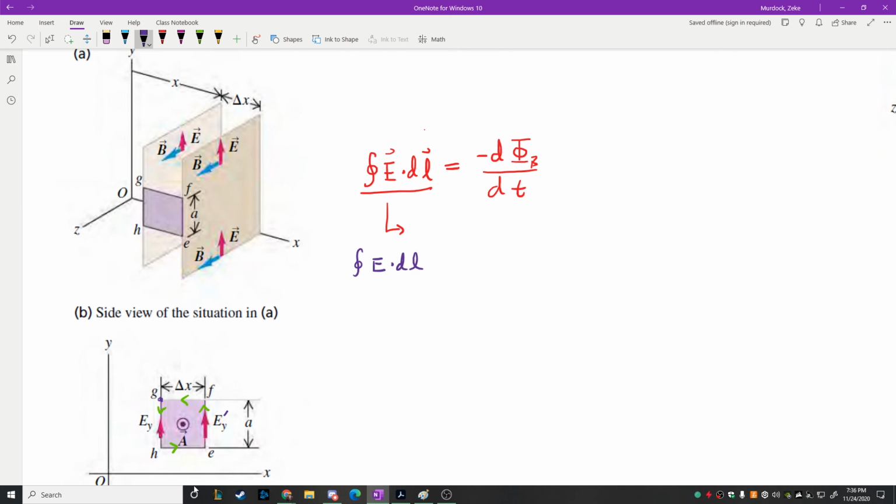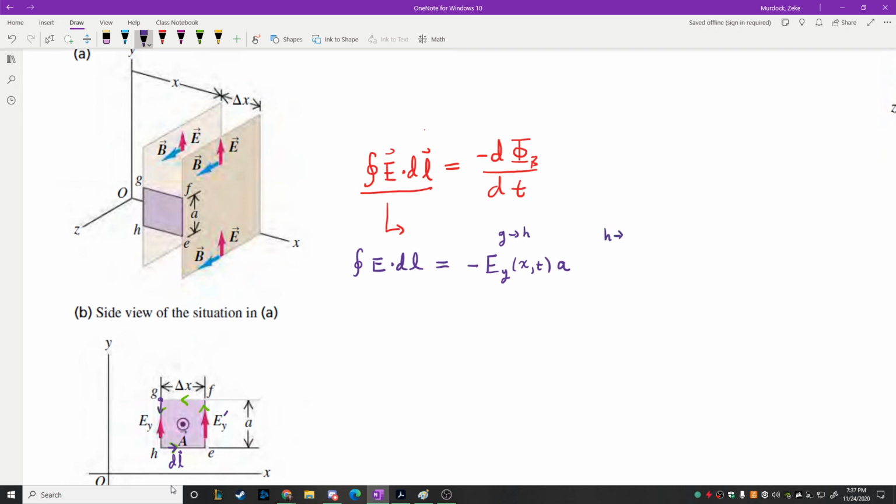Starting from point G, if my path is in this direction, these little things right here are my dl vectors. Then on the left-hand side of this, I'm going to get EY times the length of this, which is a, but there's going to be a negative sign on it. I'm going to write this as EY of x and t multiplied by a. This is from G to H.